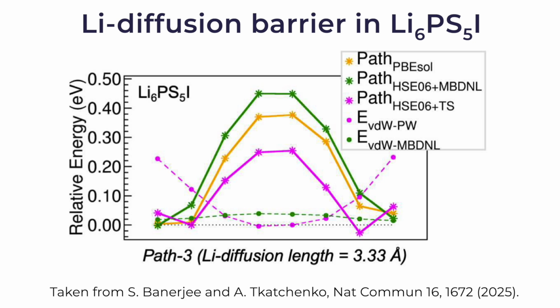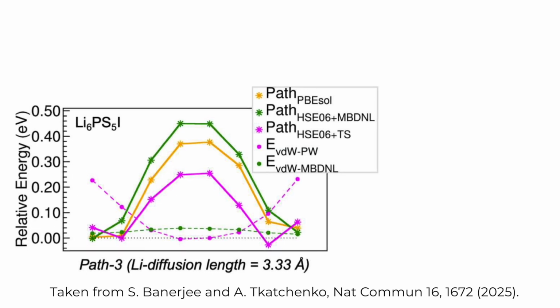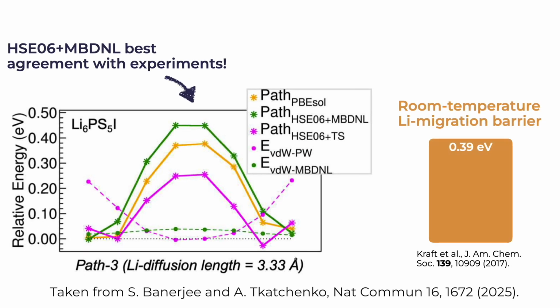Interestingly, different computational methods can also give varying results. When we compare here, for example, the PBEsol functional with a more sophisticated hybrid functional like HSE06, we see some interesting trends. The highest barrier, which is around 0.45 eV, comes from the hybrid functional HSE06 combined with the non-local many-body dispersion correction. And this matches experimental measurements best.